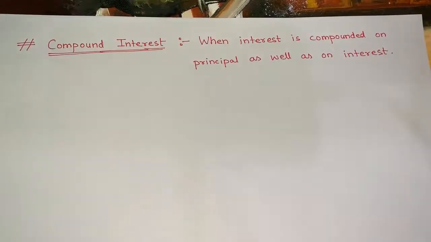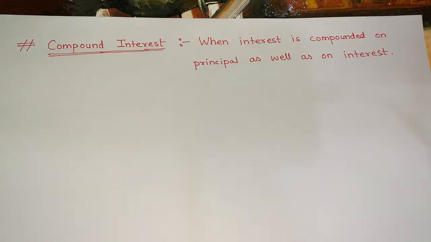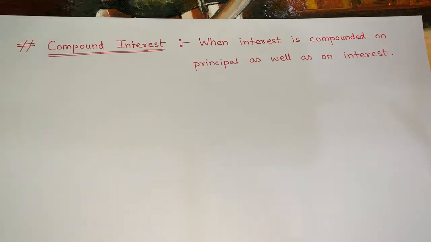Now we move to the next topic, that is compound interest. So what is compound interest? When interest is compounded on principal as well as on interest, then it is termed as compound interest. Unlike simple interest, here we don't only charge interest on the principal component but also on the interest earned. Now how do we do it? Let's understand it by an example.